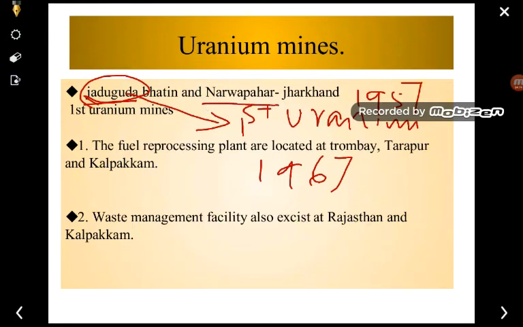Narwapahar is also located in Jharkhand, but something different about Narwapahar is that it is the first fully mechanized mine. तो Narwapahar एक fully mechanized mine है, and it is operating since 1995 से ये operate कर रहा है. So you can say that in Jharkhand most of the uranium mines are located.